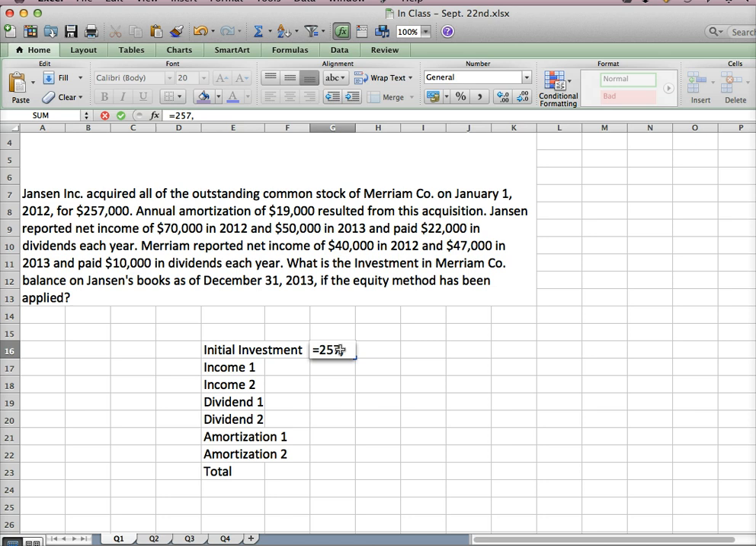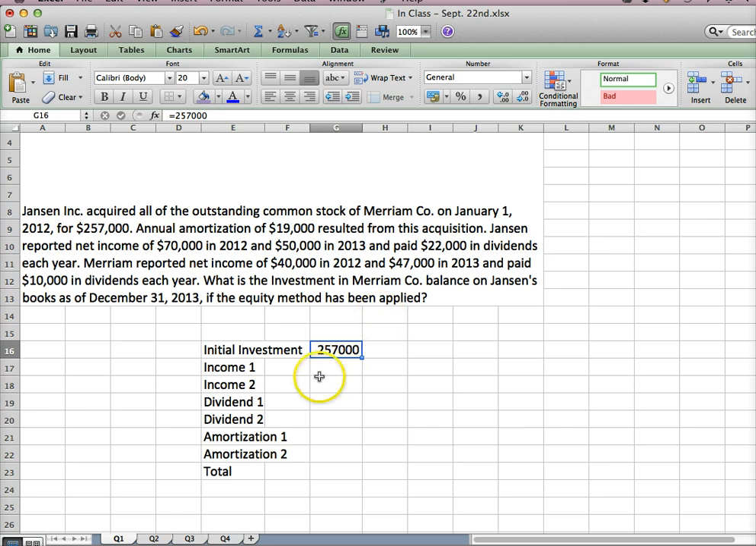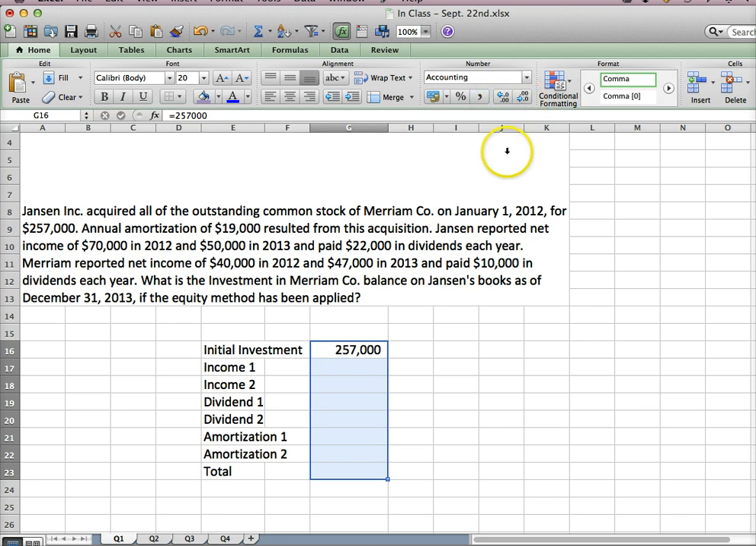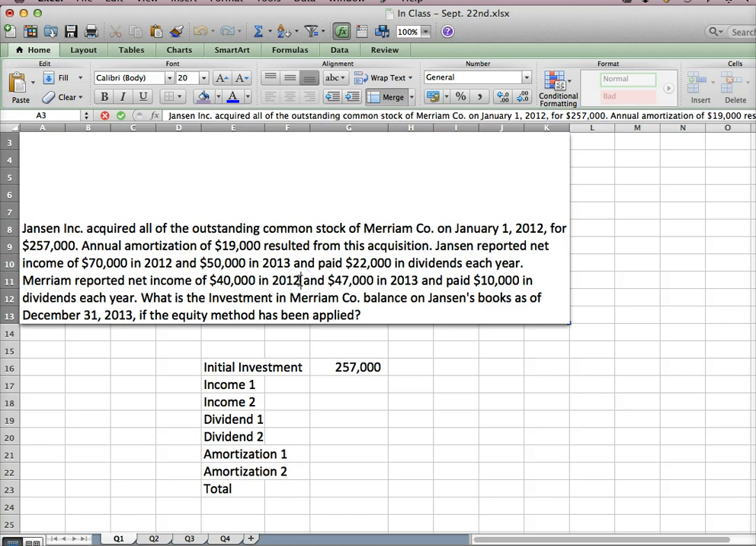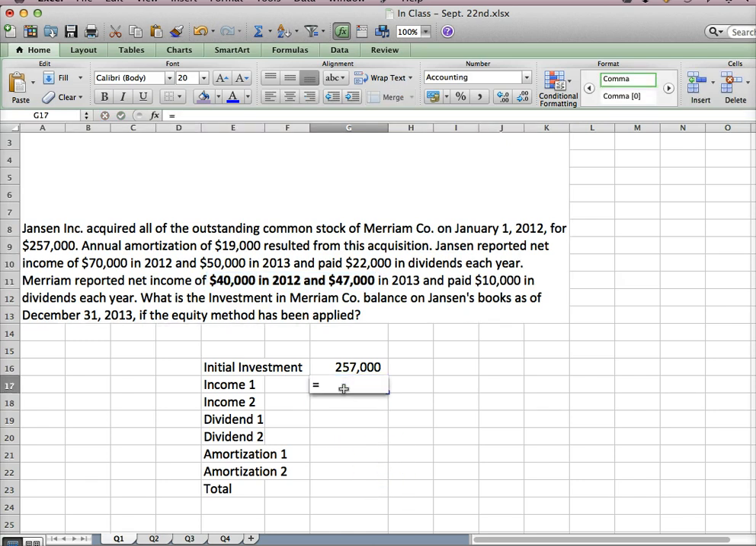So the initial investment is 257,000 that we're putting in here, because that is how much Jensen invested into Miriam. Now you look at Miriam here, and you're talking about what is the income that Jensen is picking up from Miriam, and this is going to be these items right here. This is the income that's coming in because that is what the subsidiary is making in these 2 years of operation, 2012 and 2013.